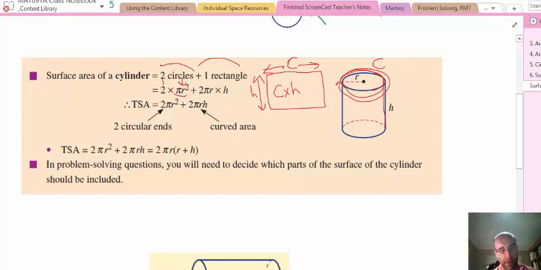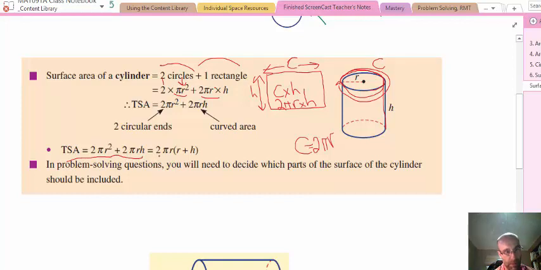How do we get the circumference of a circle? Recall, 2 pi r is the circumference. So the area is, instead of C, we have 2 pi r times h, which you can see there. We can simply remove the multiplication signs, and we have 2 pi r squared plus 2 pi r h, circular ends and the curved area. Therefore the total surface area of a cylinder is 2 pi r squared plus 2 pi r h.